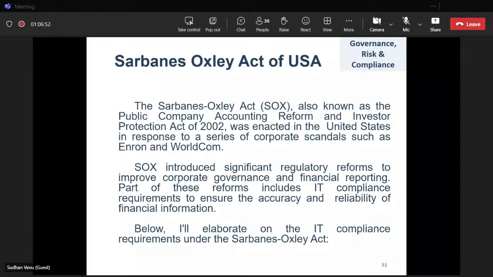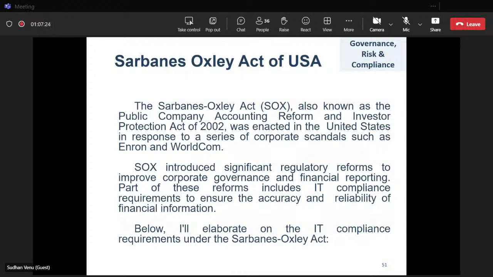And the Sarbanes-Oxley Act, also known as the Public Company Accounting Reform and Investor Protection Act of 2002, was enacted in the United States in response to a series of corporate scandals such as Enron and WorldCom. It introduced significant regulatory reforms to improve corporate governance and financial reporting. Part of these reforms includes IT compliance requirements to ensure the accuracy and reliability of financial information.